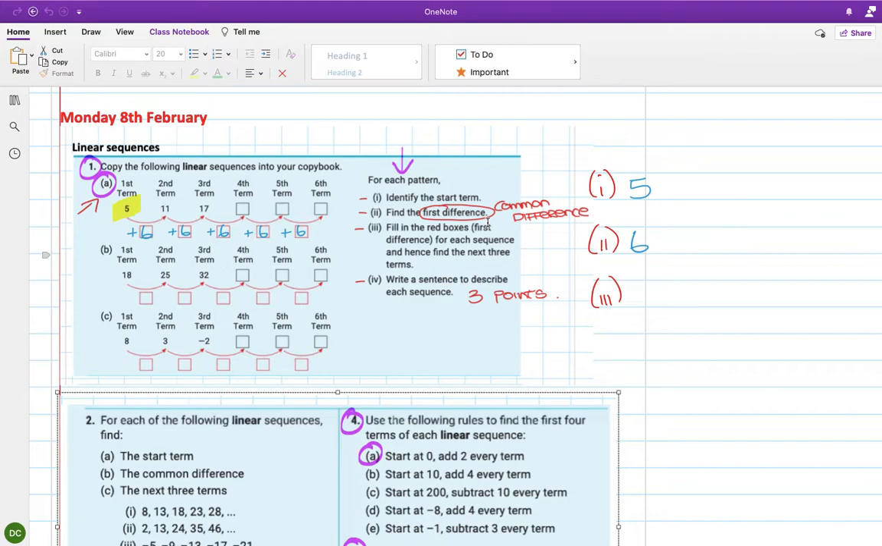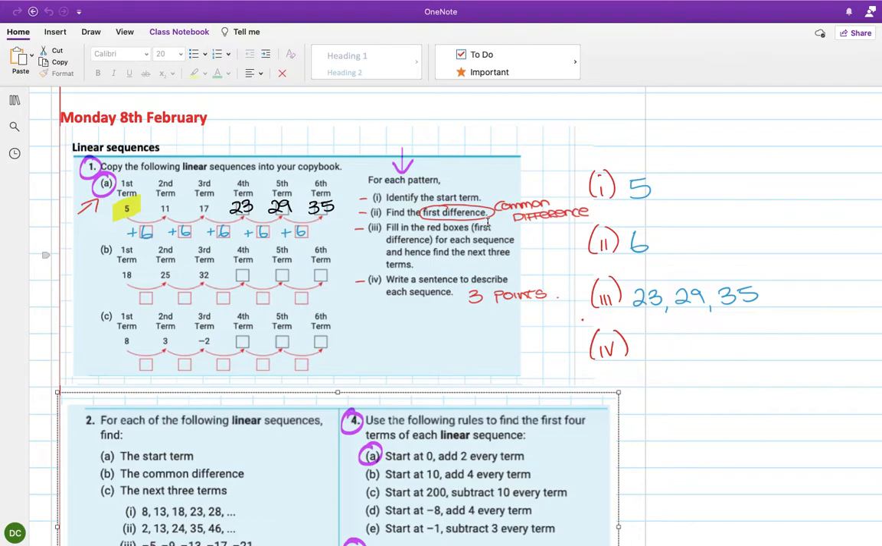So we're going to get 17 and we're going to add on 6. I'll do this in black. That brings us to 23. Add on another 6. Brings us to 29. And then add on another 6. Brings us to 35. So the next 3 terms are 23, 29, 35.